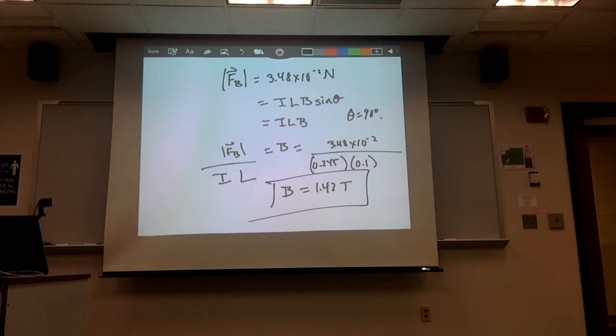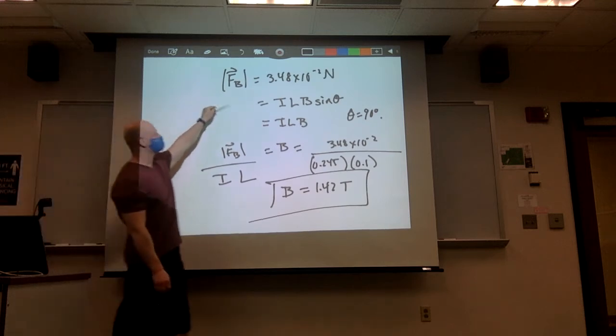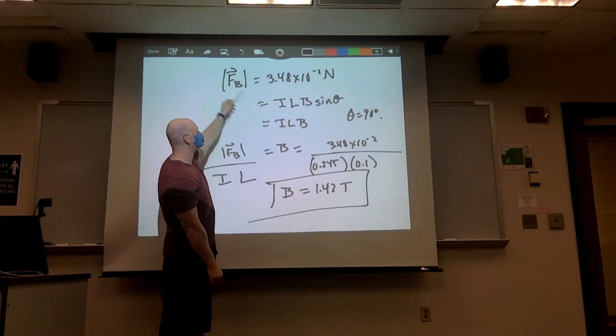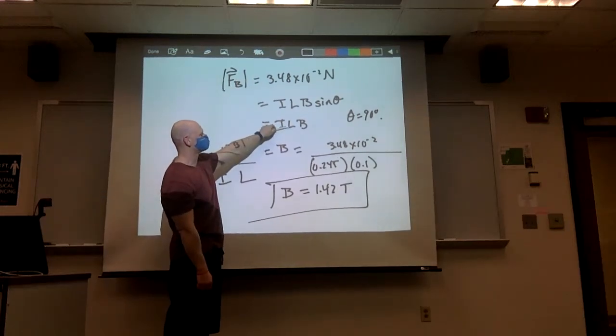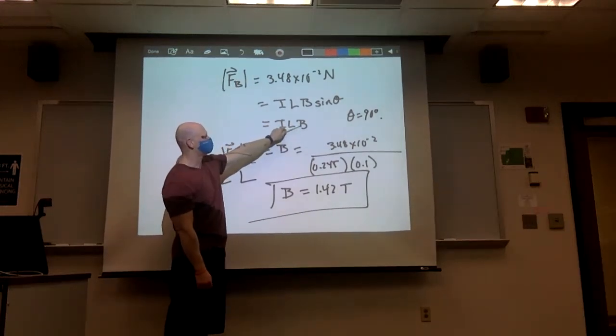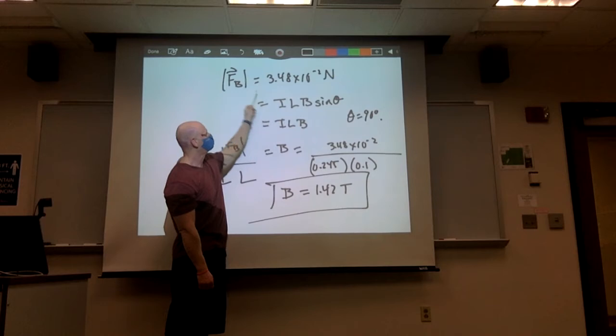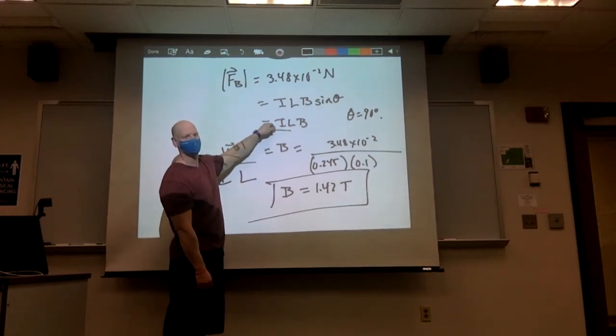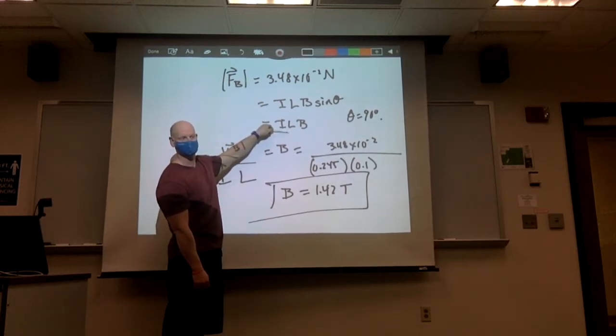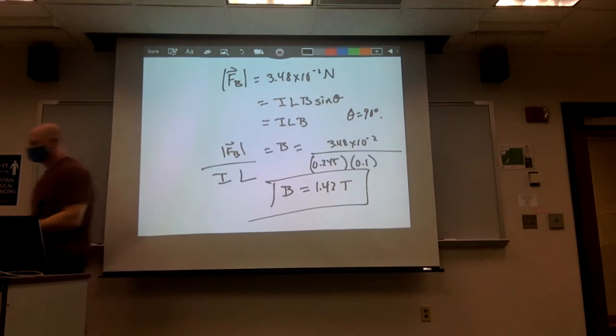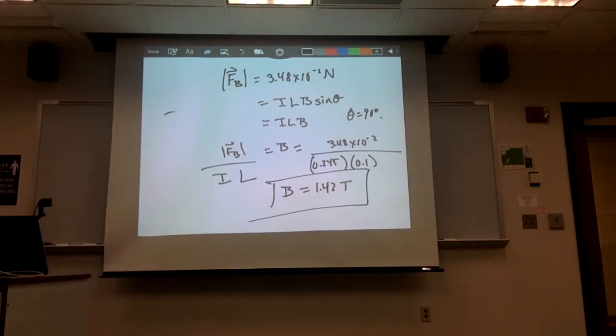And in case you're wondering what a Tesla is, this actually will establish what a Tesla is. This has units of newtons, this has units of amps, this has units of meters. So this has to have units of a Newton per meter per amp, which means a Tesla is actually a Newton per meter per amp. This is actually what a Tesla is.